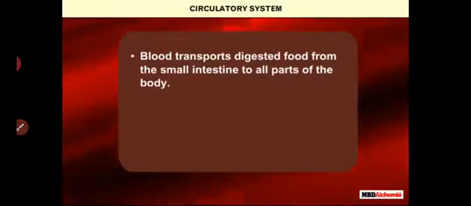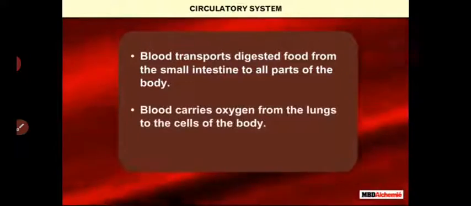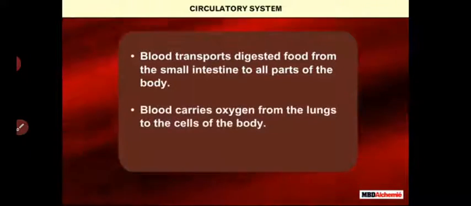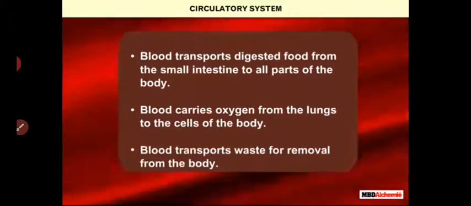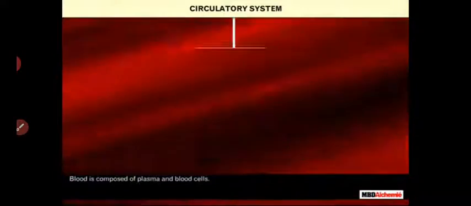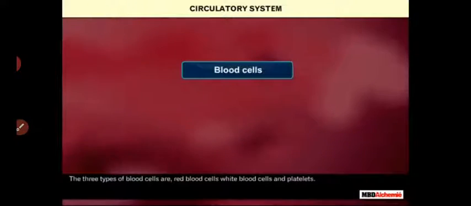Blood transports digested food from the small intestine to all parts of the body. Blood carries oxygen from the lungs to the cells of the body. Blood transports waste for removal from the body. Blood is composed of plasma and blood cells.